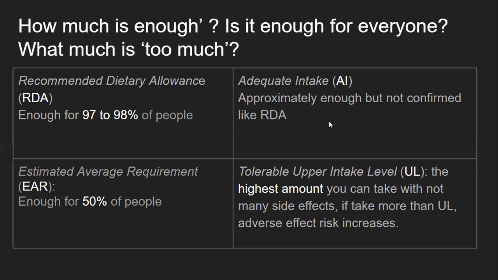And then you have the AI, the adequate intake. This is roughly equivalent to the RDA, except that it's not as confirmed as RDA, and we'll find out why later. And then you have the too much, which is the upper level. The tolerable upper intake level is the UL, and it's the highest amount you can take with not many side effects, if at all. And if you take beyond the UL, your risk of adverse effect will increase.